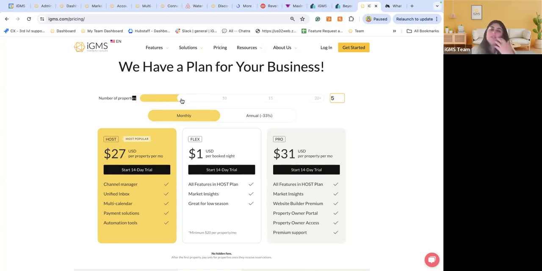And the difference between the features is this. Host includes all of our core features on iGMS. It doesn't include the website builder and doesn't include the market insights. Flex does include the market insights, but doesn't include the website builder. And Pro includes market insights, our website builder, all the features in the host plan, and also has premium support for our customers as well.